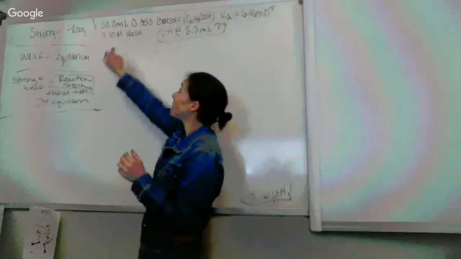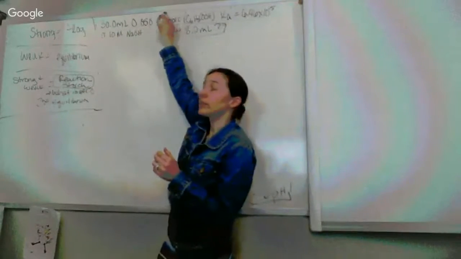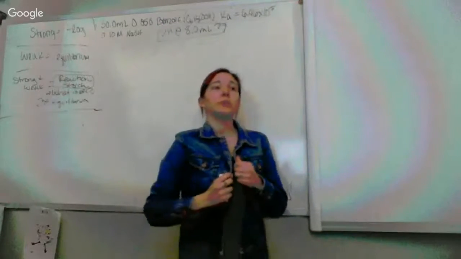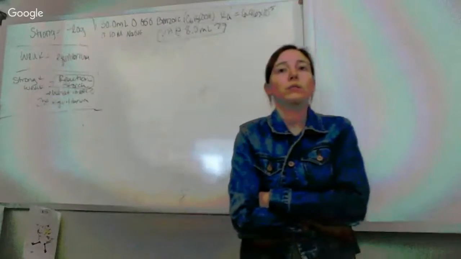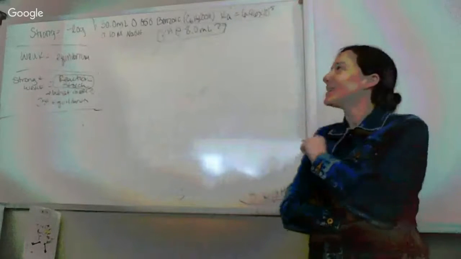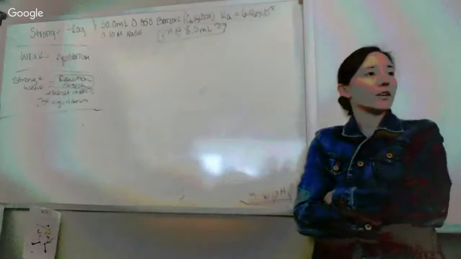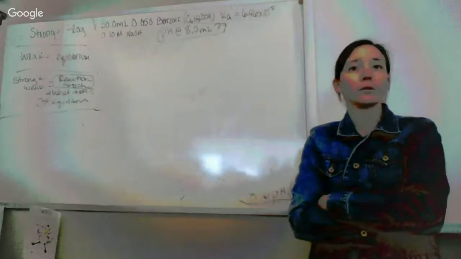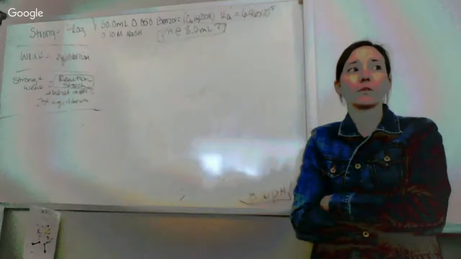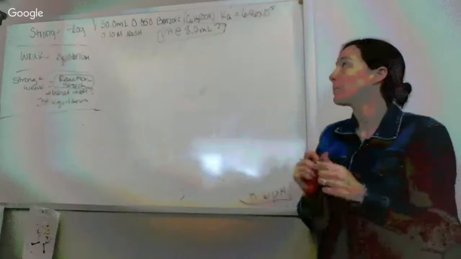This is a third because I've got a strong base reacting with a weak acid. How do I know benzoic acid is a weak acid? We didn't memorize it, and my Ka value is fairly small there. So we're going to do that. So far, so good? Okay.